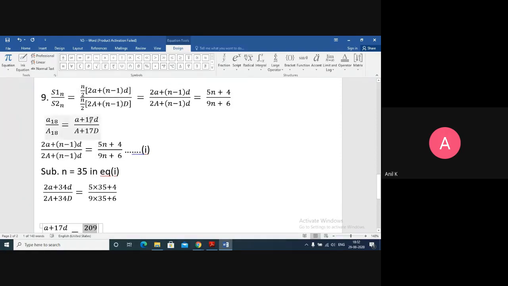Okay, so the logic which I applied here is I want 17d. Here you have n minus 1. For example, if I take n as 18, I'll get 18 minus 1 is 17. But here I have a only, but here I have twice of a. If I want to remove 2, I have to take 2 common. So this should be 2a plus 34d. Then I can take 2 common, then I'll get a plus 17d.